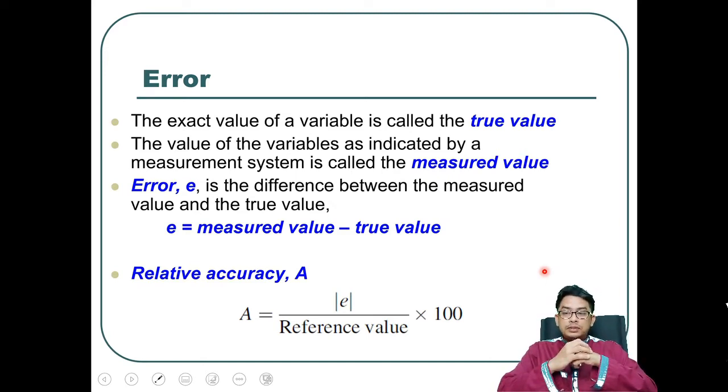So what is the error? Error is actually the difference between the measured value and the true value. For the case where we don't know the true value, the average value during measurement can be taken as the true value. The equation for the error is as stated in the slide, which is the measured value minus the true value. In terms of percentage or relative accuracy, it is the magnitude, the absolute value of E, divided by the reference value times 100. The reference value we will discuss after this. I will give you some examples of what a reference value actually is.